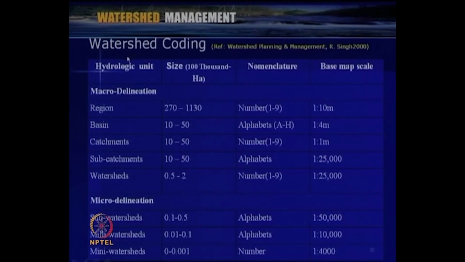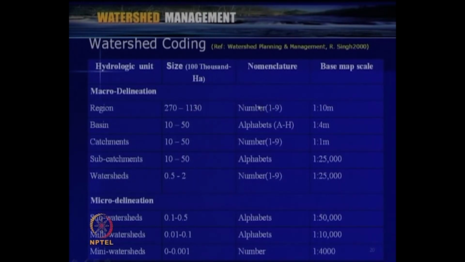Now, while doing the watershed coding, this is taken from the book of Ranveer Singh, Watershed Planning and Management. The hydrological unit we can represent, and then what is the size of the watershed, the various nomenclature we generally use, and the base map scale. That is given here. For example, if you are going for macro delineation, large scale delineation, then the region can vary from about 270 to 1130,000 100,000 square hectare.